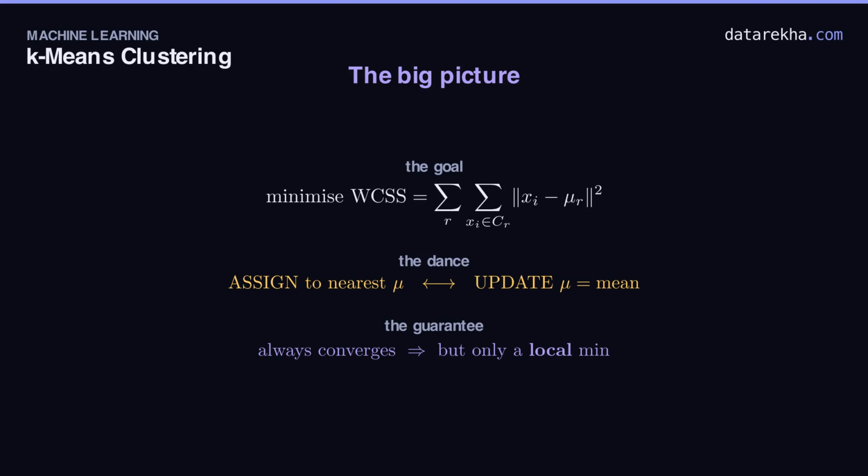So the starting point genuinely matters, and two knobs are yours to set. Choose K with the elbow, and give it a good start with restarts or k-means plus plus. Get those right, and this simple dance will find the hidden structure in your data, with no labels at all.